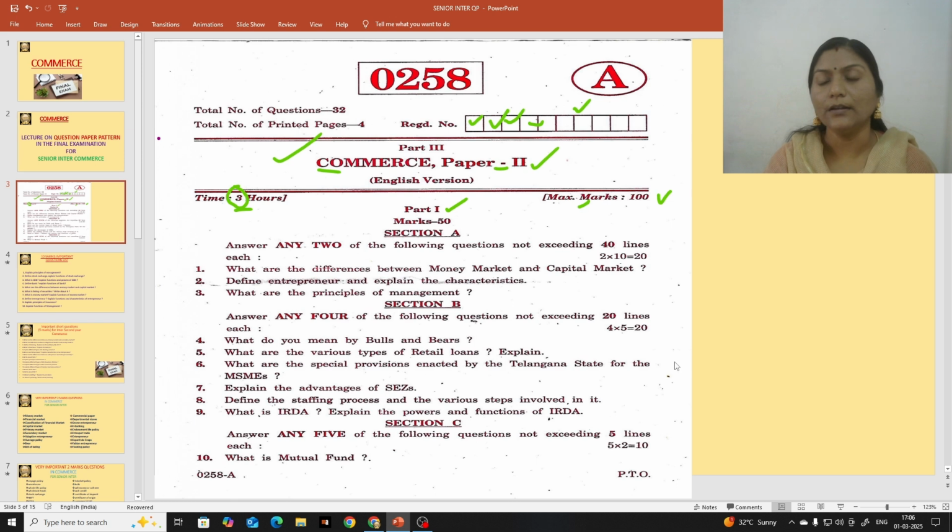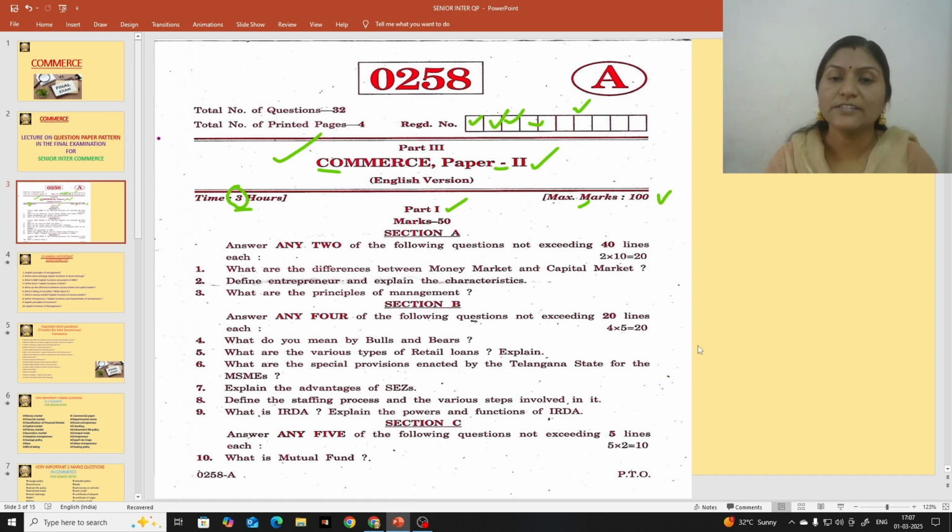This is part 1. Part 1 is related to the commerce book. You have 2 textbooks, students, you know that. For commerce you have 2 textbooks: one is the commerce book and the other is accountancy. The commerce book is the theory book, so theoretical questions will come from the commerce book. The accountancy book is the problematic one. So you will get a question paper for 100 marks from the 2 books. Part 1 is related to the commerce theory book, and you will get questions from it. Hope this is clear.